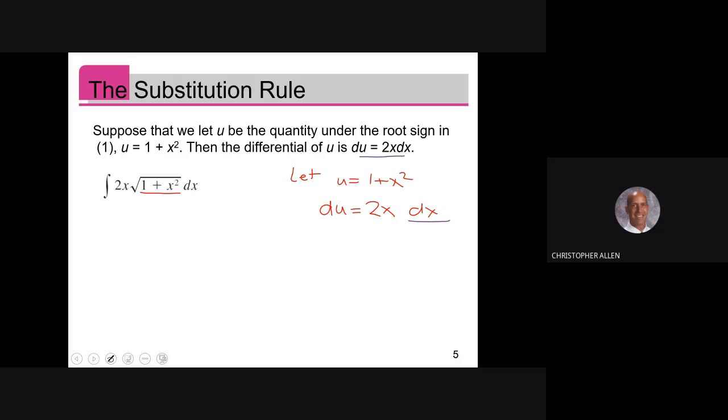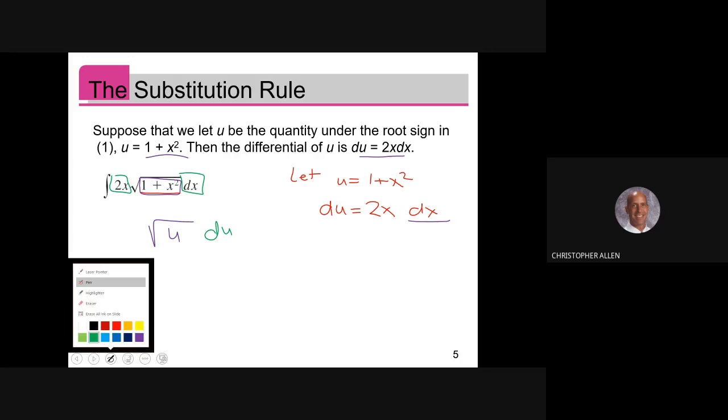Okay, and by the way, I have all this stuff right here. So now here we go. Now we're going to do this substitution. What is this 1 plus x squared now? It's u. So this becomes the square root of u. What is the stuff in green? What is 2x dx? It's the du. And we're still integrating.